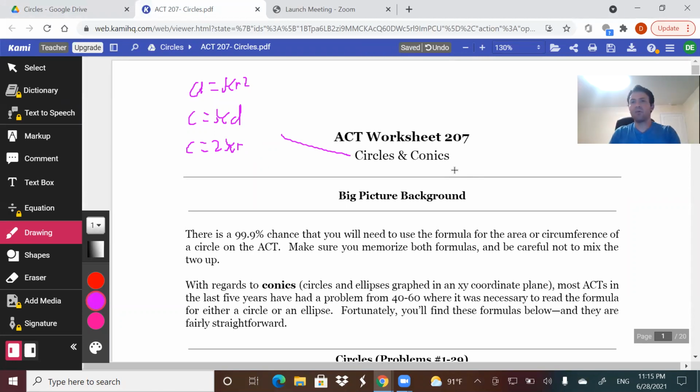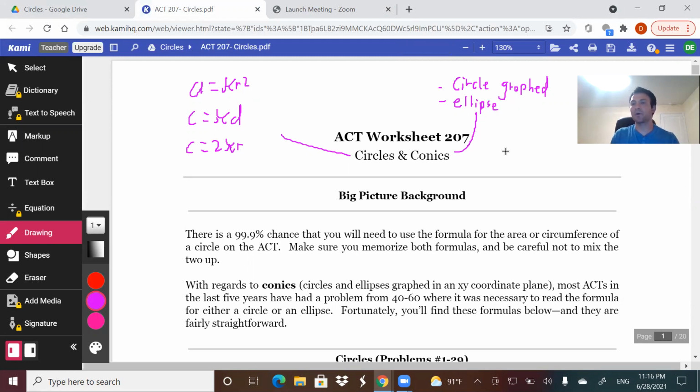So you'll get about 1 to 2 of those a test, and I'll show exactly what that looks like and how they tend to appear through past problems from previous tests. And then conics, you'll get 1 conic problem a test. A conic is either a circle graphed in an XY coordinate plane. So it's a circle that's graphed, and it has a standard equation for it. Or it can be an ellipse, and I'll show you what they may ask about an ellipse.